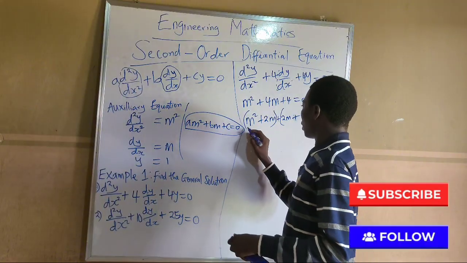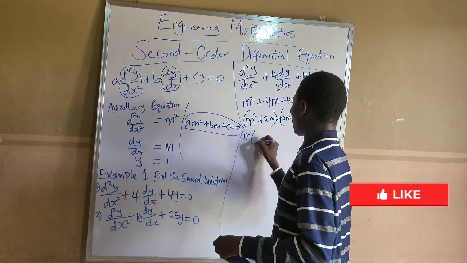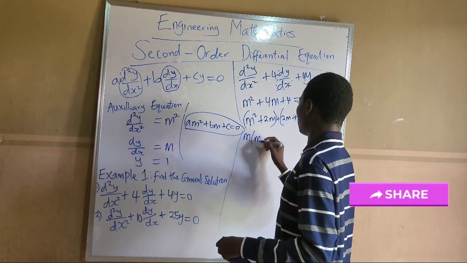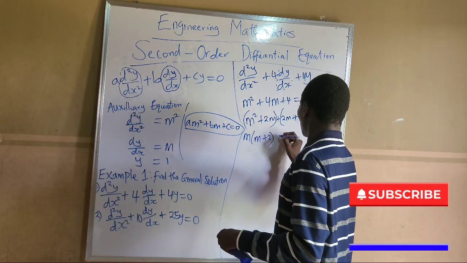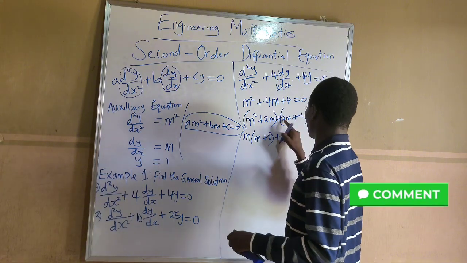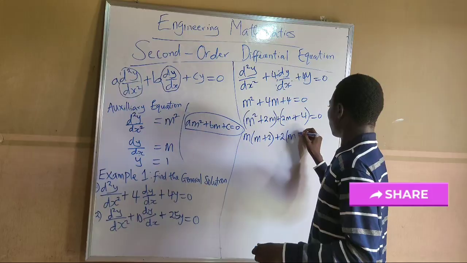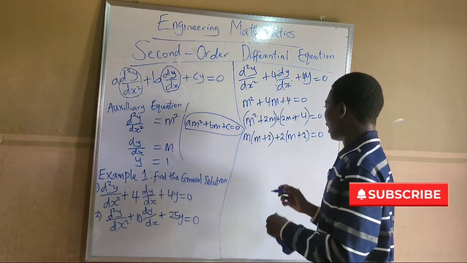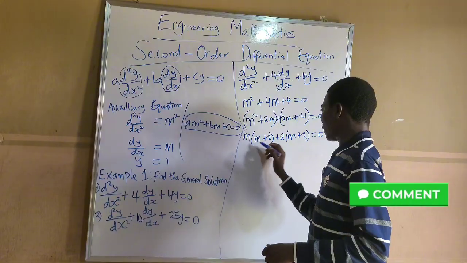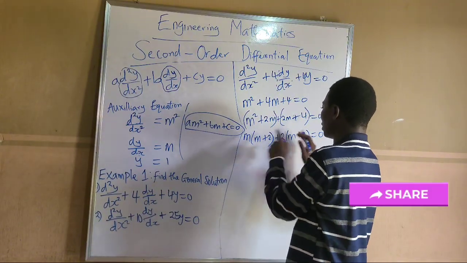Okay? Now, what is common here? M. If I bring out 1m here, I will still be left with 1m. Plus, if I bring out m here, I will be left with 2. Plus, what is common here and here? 2, 2. If I bring out 2 here, I'll be left with m plus 2, since 2 goes into 4, that is 2, equals to 0. Okay, now you see that we have m plus 2 here, m plus 2 here, which is common in both of them.